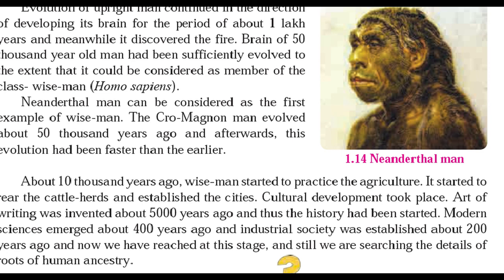About 10,000 years ago, wise man started to practice agriculture. It started to rear cattle herds and established the cities. Cultural development took place. Art of writing was invented about 5,000 years ago, and thus the history has started. Modern science emerged about 400 years ago, and industrial society was established about 200 years ago. Now we have reached this stage, and still we are looking back into the history to look for roots of human ancestry.